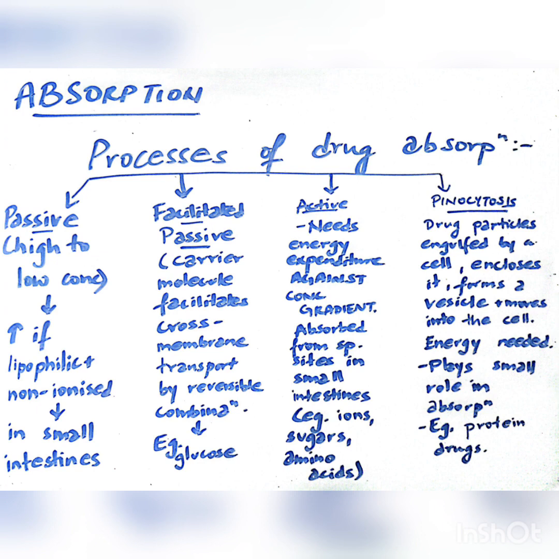The fourth and the least used one is pinocytosis, where the drug particles are engulfed by a small part of the cell membrane, which encloses the drug particle, forms a vesicle around it and transports it into the cell. Energy is usually needed, and this transport is again usually against the concentration gradient. This usually plays a small role in the absorption of most medications, such as protein drugs.